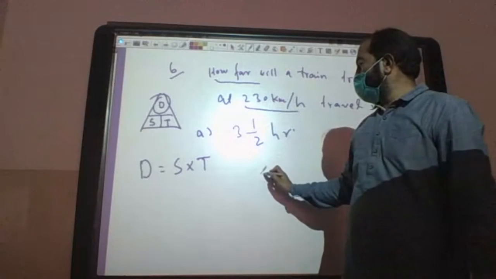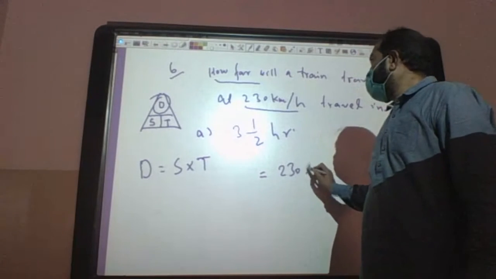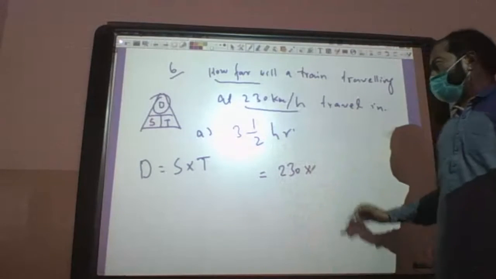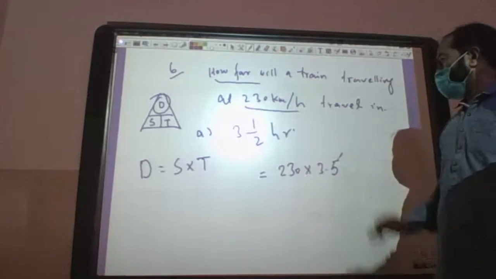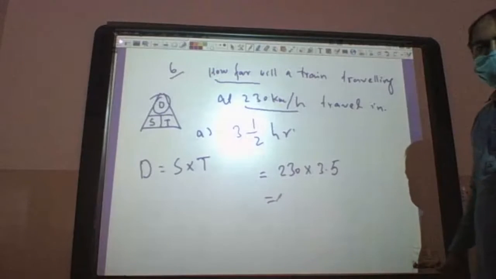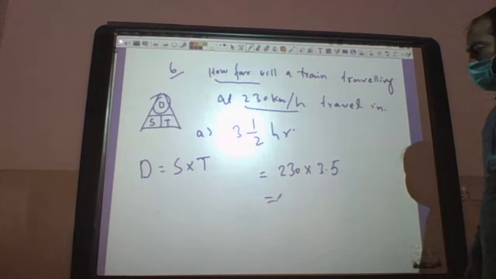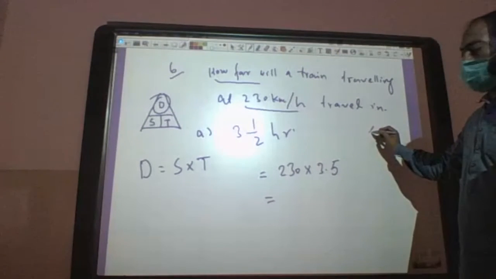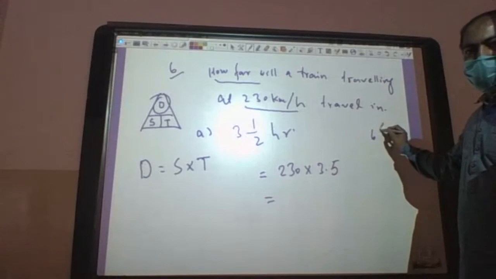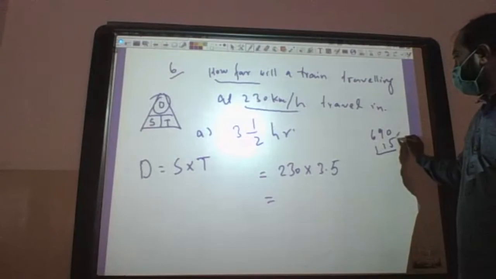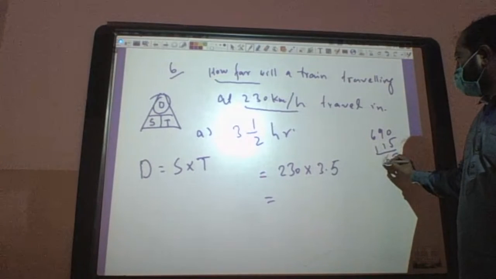So your speed is 230 and time 3.5 hours. So you can find the answer. What will be the answer? 805. How have you calculated?